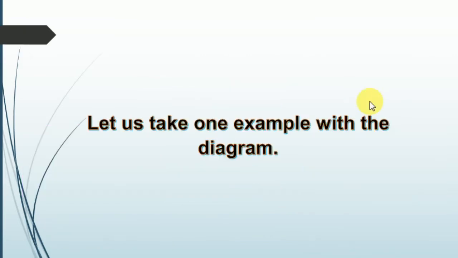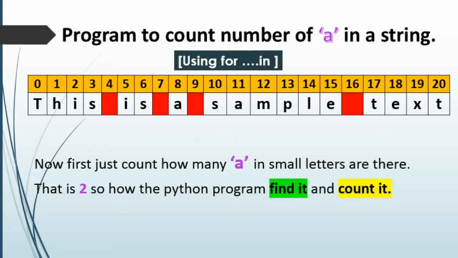Now let us move. Now I'm going to take one example. I'm going to show you a diagram also, that how it is going to work. The program is programmed to count the number of a in a string. I'm using for in. First time use it is simple. For in is very easy, so mostly the for in is going to be used, but we're going to do the practice of other loops also using range and while loop.